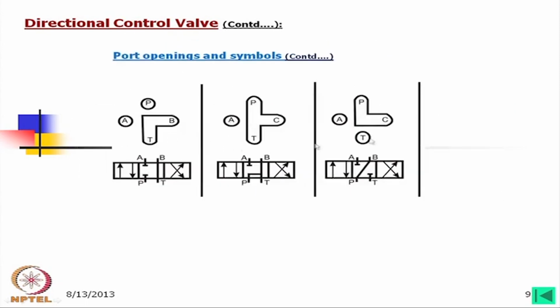Now, the last ones are like that, possibly you can study them on your own. You can see this B to T is connected, here P, C, T are connected, and here B to B is connected.